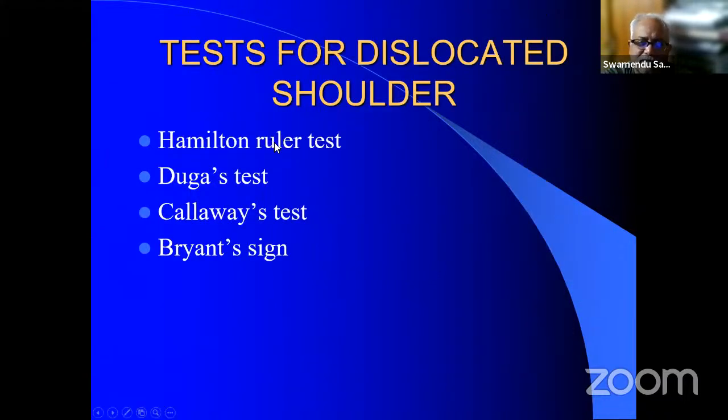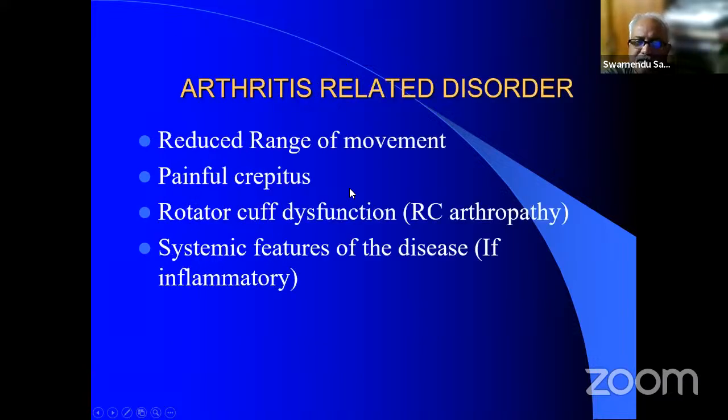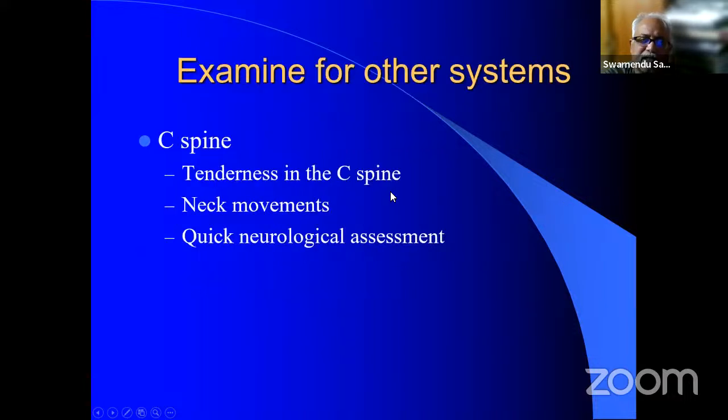Test for the dislocated shoulder. This we can also test. I'm not going into the detail of this. These are all the names: the Hamilton ruler, the Douglas test, the Callaway, and the Bryant sign. The arthritic disorder, the related disorder, reduced range of movement in all planes. Painful crepitus will be there. The rotator cuff dysfunction, sometimes the rotator cuff arthropathy or the cuff tear arthropathy. Then the systemic features of the disease, if there is any inflammatory problem. These we can also have during the history taking.